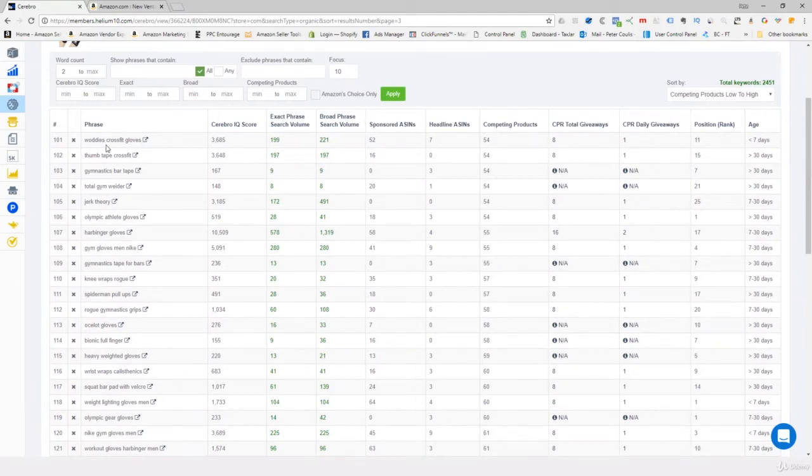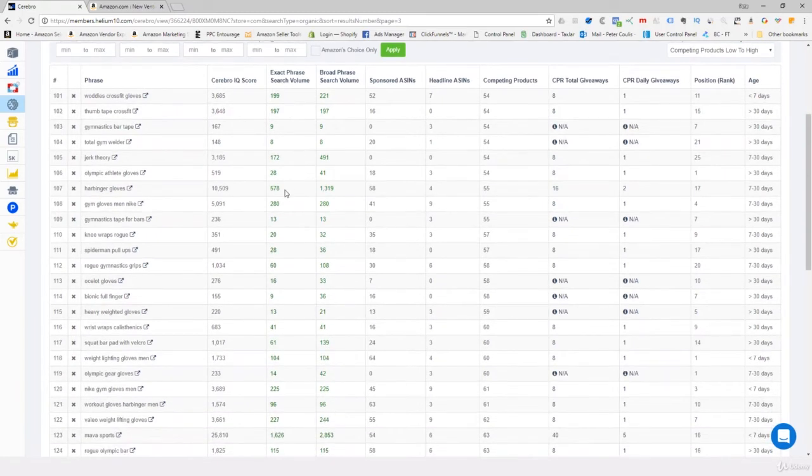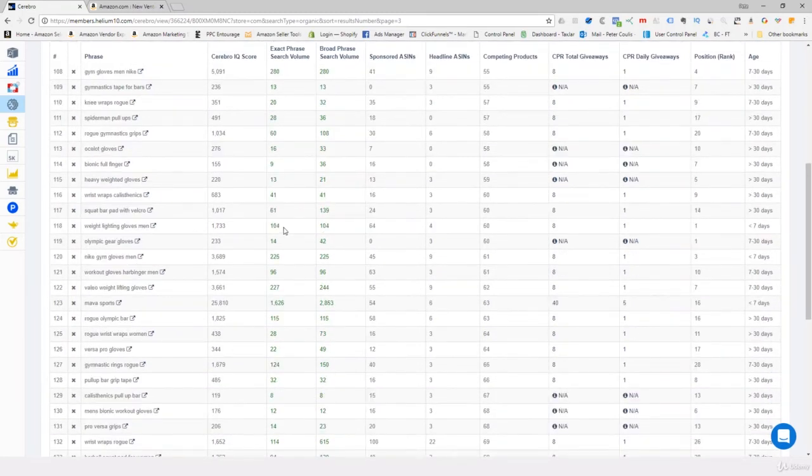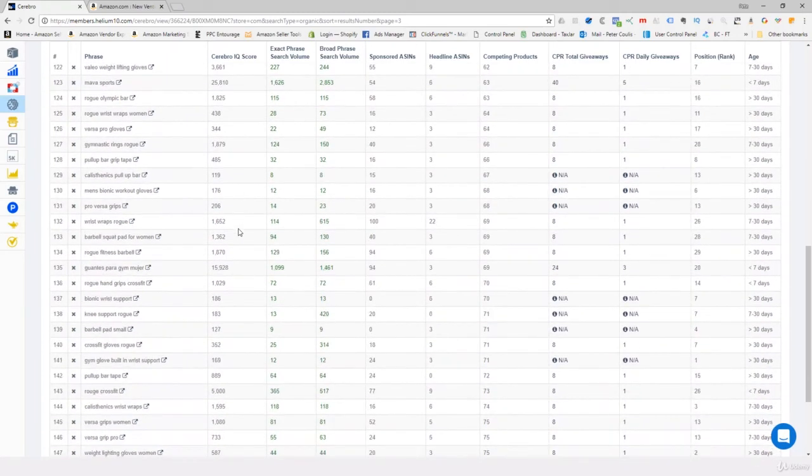Waddies, CrossFit gloves. I assume that's probably a brand. I know WOD is a common CrossFit term. It's like workout of the day or something. I'm not really too familiar with that, but I do know that's what it stands for. Harbinger is a big brand. Even this right here, weightlifting gloves men. 104 exact searches, 60 competing products. Crazy. Let's go down a little bit more.